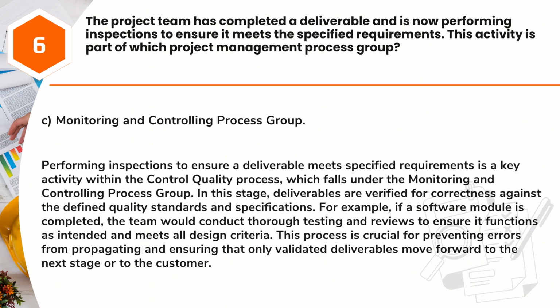Answer: C. Monitoring and controlling process group. Performing inspections to ensure a deliverable meets specified requirements is a key activity within the control quality process, which falls under the monitoring and controlling process group. In this stage, deliverables are verified for correctness against the defined quality standards and specifications.